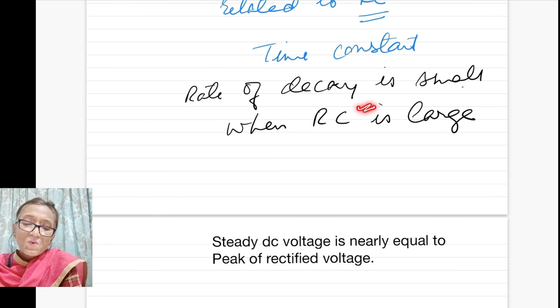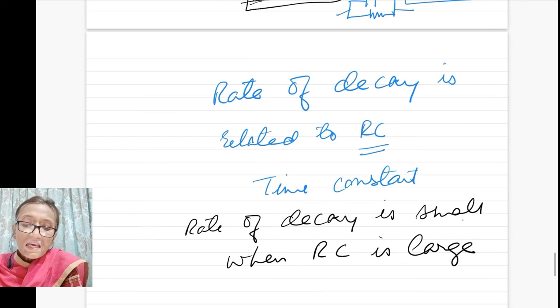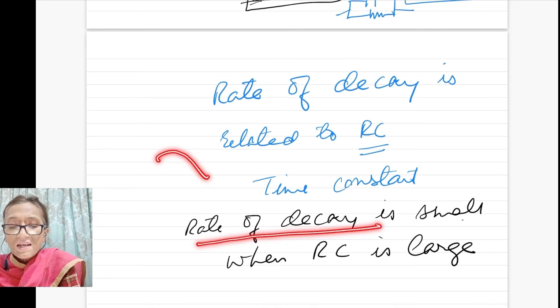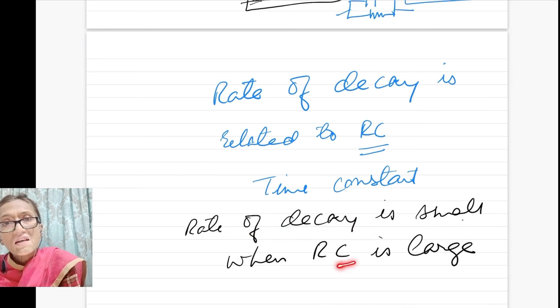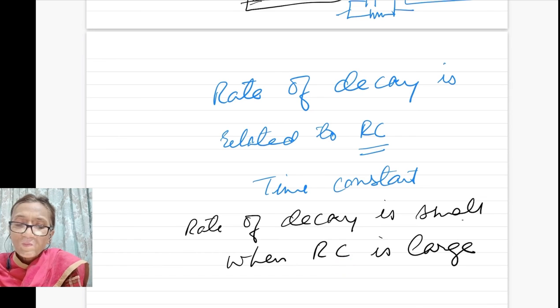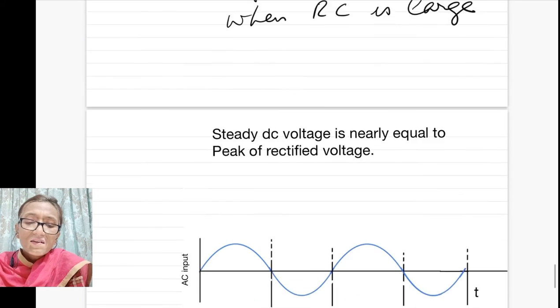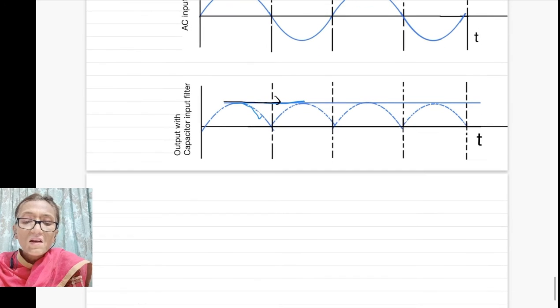So for keeping the rate of decay small, we need a capacitor with large capacitance. This decay will be small. This will not reduce when the capacitor has large capacitance.